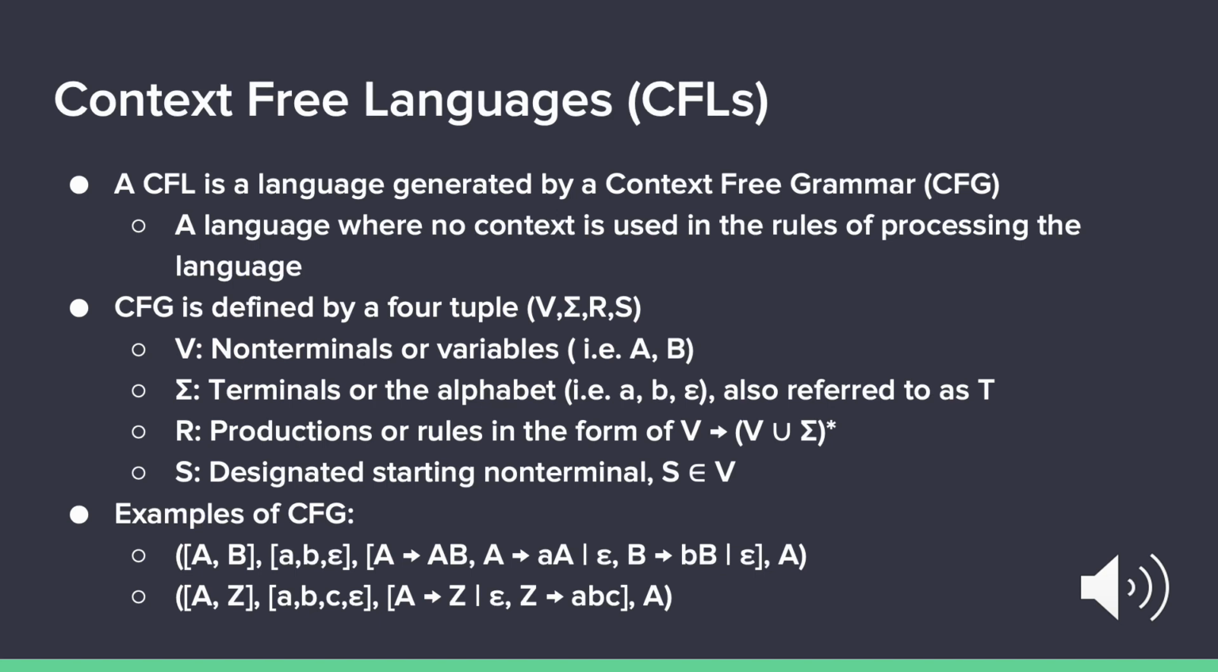So on to some required background information that we need for the proofs. Just to reiterate from earlier this semester on context-free languages: context-free languages are languages generated by context-free grammars, and they're basically languages where no context is used in the rules of processing a language. And CFGs are usually defined by a 4-tuple, as shown on the slide here, and we have also presented an example of what CFGs are.